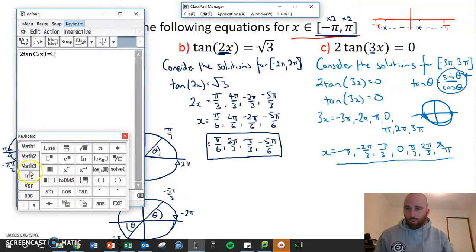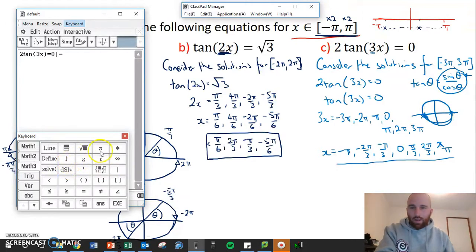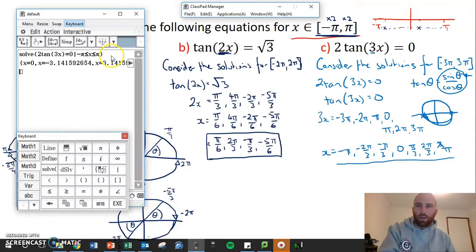And remember, we want to restrict the domain, because the tan function will actually generate an infinite amount of solutions. We want to restrict it, so get that vertical line. Because we're dealing with negative pi to pi, we type in negative pi less than or equal to x less than or equal to pi. And I need to put the solve function at the front. I forgot the solve. So close that, press equals.